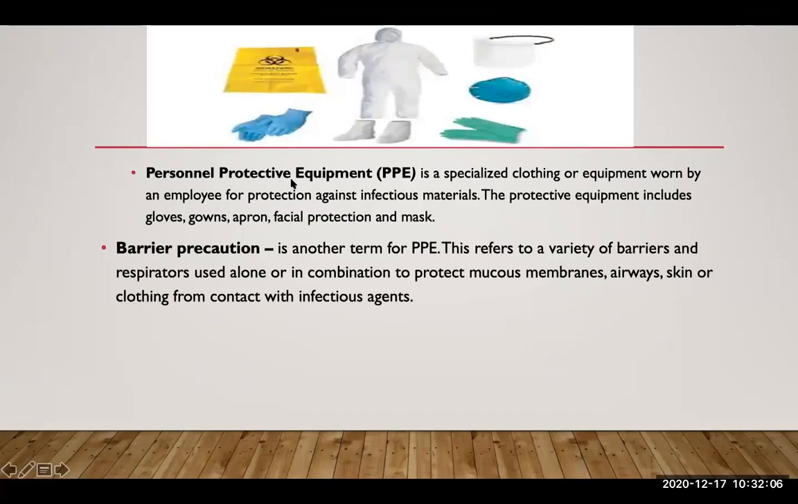What is PPE? PPE is specialized clothing or equipment worn by an employee to protect against infectious material, and it includes gloves, gowns, aprons, facial protection, and masks. Barrier precaution is another term for PPE. It means a variety of barriers and respirators, used alone or in combination, to protect the mucous membrane, airway, skin, and clothing from contact with infectious agents. Okay.